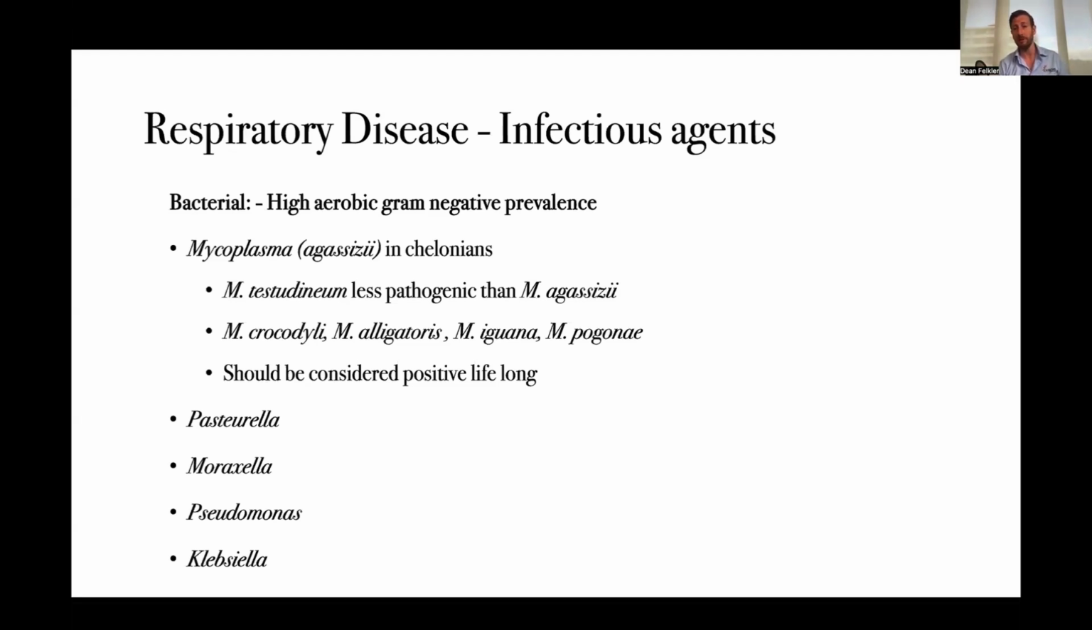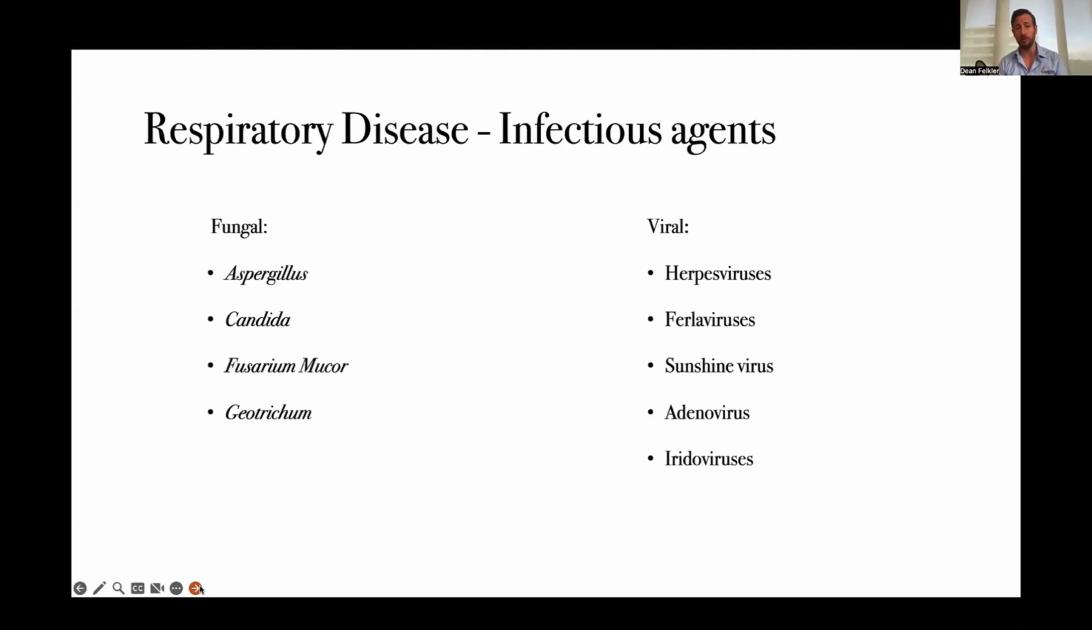Now, one thing specifically about Mycoplasma, and this occurs with most viruses as well, once they're diagnosed as positive, they should be considered lifelong positives. So even though you can clear up clinical signs, they should be considered lifelong positives. And again, there's other bacteria out there that can cause respiratory infections as well. Not just bacteria, we should also be aware of fungal and viral components as well.